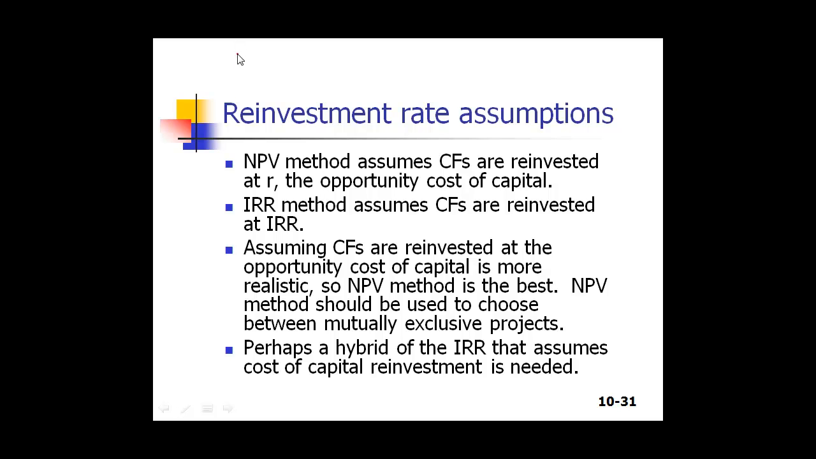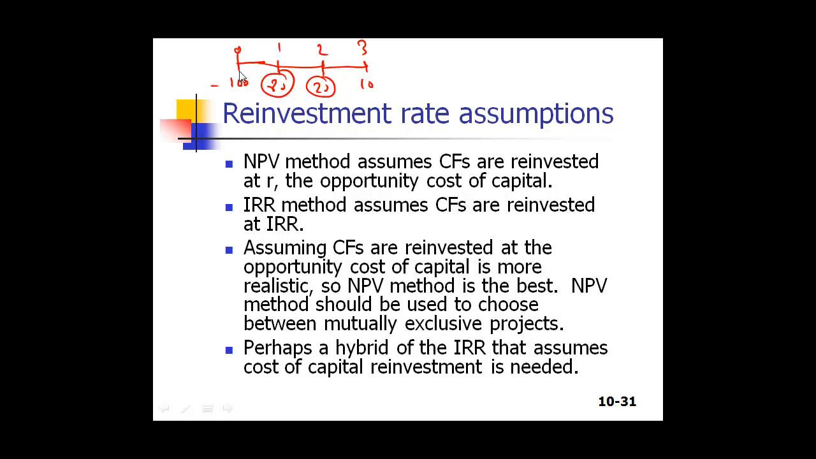When you do a simple project where at time zero, say you invest 100, and then you have cash flows of say 80, 20, and 10, the question is, what happens with these intermediate cash flows? Are they thrown away and spent, or are they reinvested? They are reinvested. Now if you are making the correct observation that they are reinvested, the next question is, reinvested at what rate?